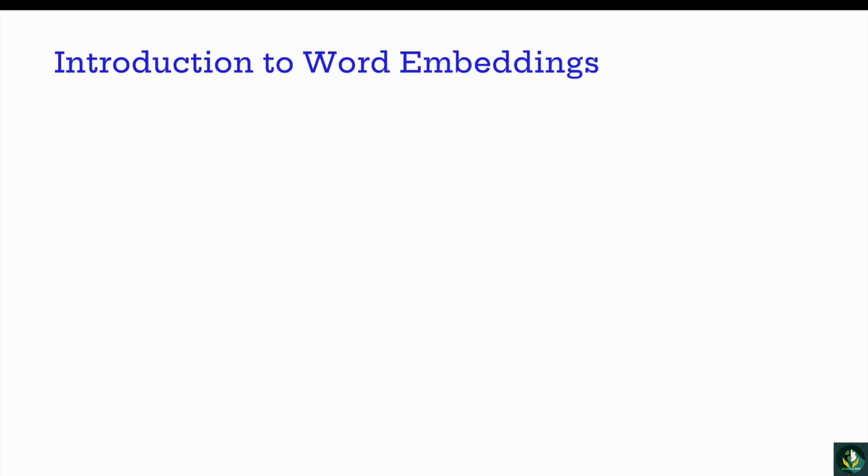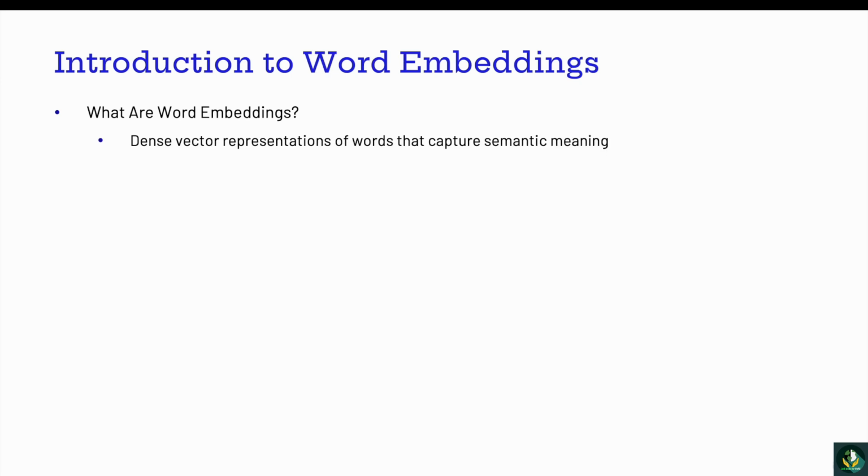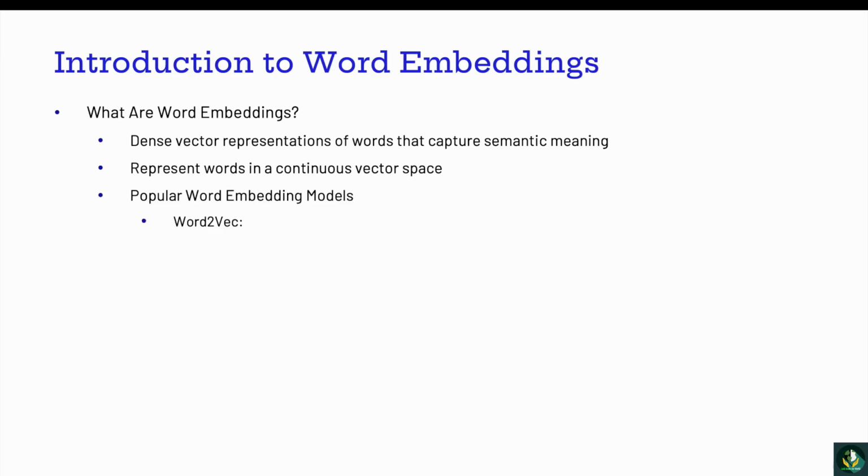Now, let's talk about introduction to word embeddings. Now, what are word embeddings? Word embeddings are dense vector representations of words that capture semantic meaning. Unlike one-hot encoding, embeddings represent words in a continuous vector space. Some of the popular word embedding models include Word2Vec. The models are continuous bag of words or CBOW and skipgram. It captures word relationship based on context.